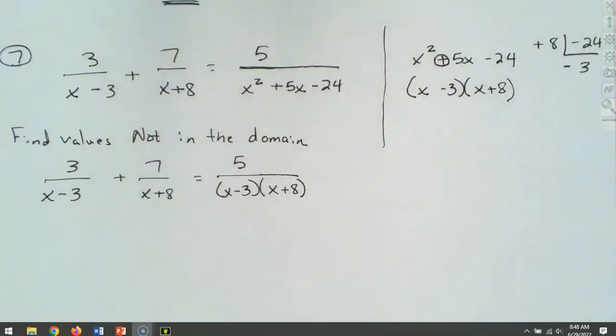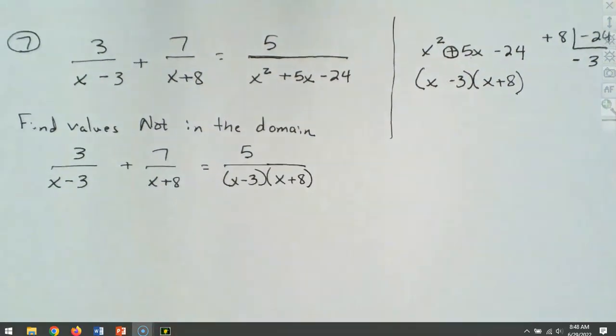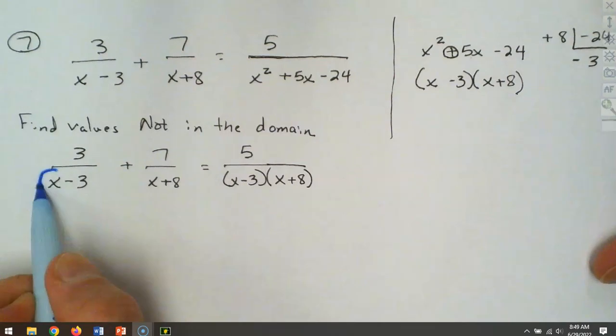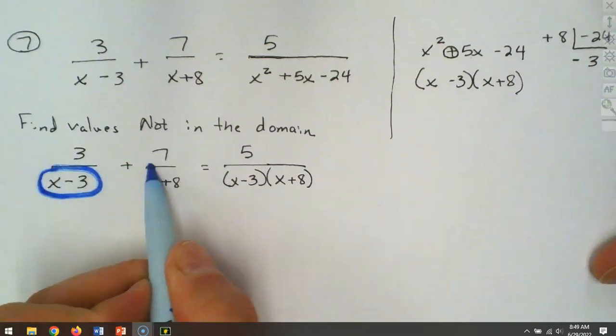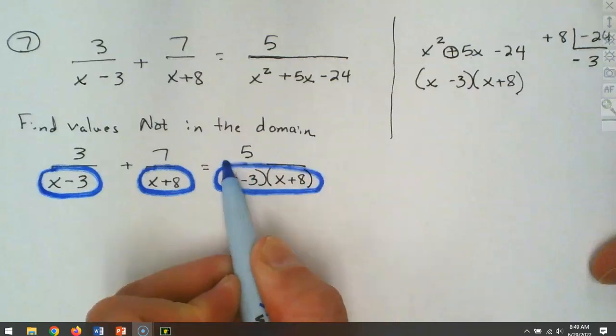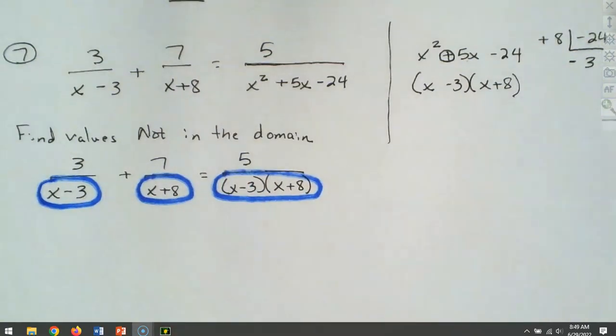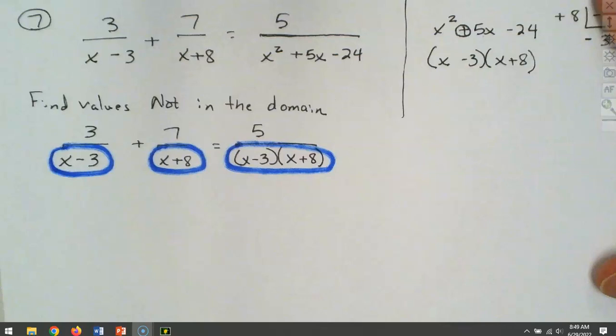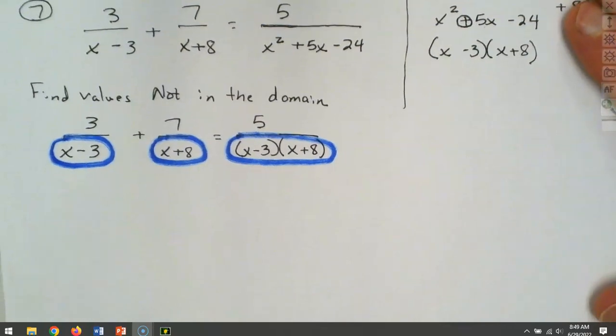So that's where we began. Now we need to see what numbers are not possible solutions, not in that domain. So we look at each denominator separately. And then we need to ask ourselves, okay, so what numbers are not going to make it work? And you can either work them out or you can kind of look at them and see.